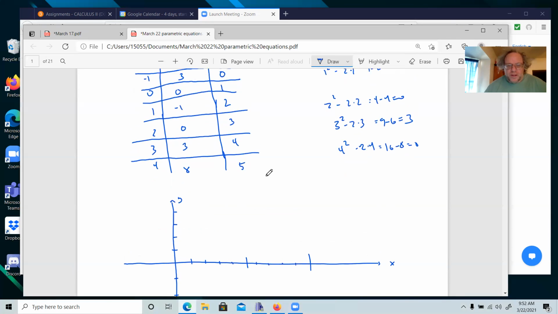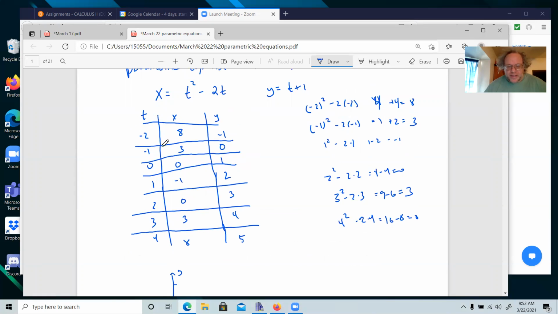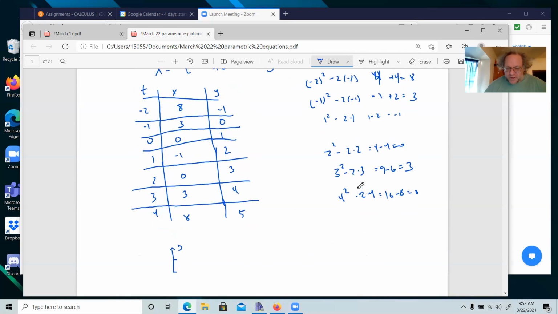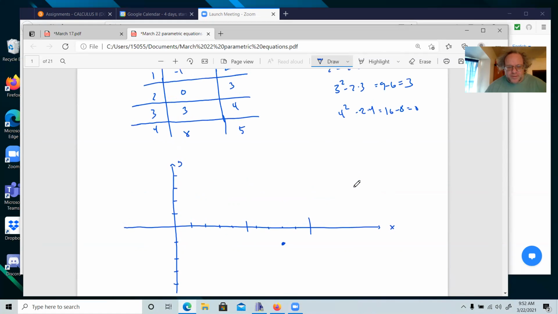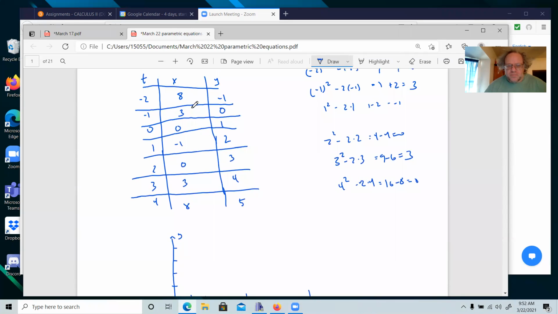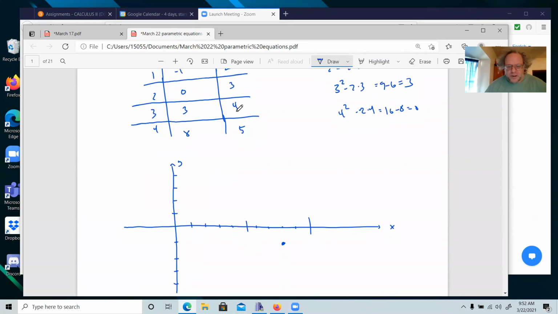We're just going to plot some points. When t is negative 2, x is equal to 8, y is equal to negative 1. So we're just going to come out 5, 6, 7, 8, negative 1. That's our first point. Second one, x is equal to 3, y is equal to 0. So here we are, x is equal to 3, y is equal to 0.